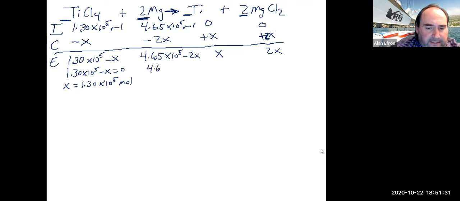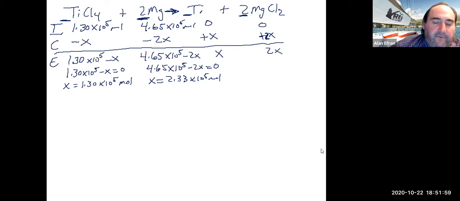This is 4.65 times 10 to the 5th minus 2x equals 0. We're basically going to add the 2x to the other side and then divide by 2. So that's going to give you 4.65 times 10 to the 5th divided by 2. Gets us something like x is equal to 2.33 times 10 to the 5th moles.